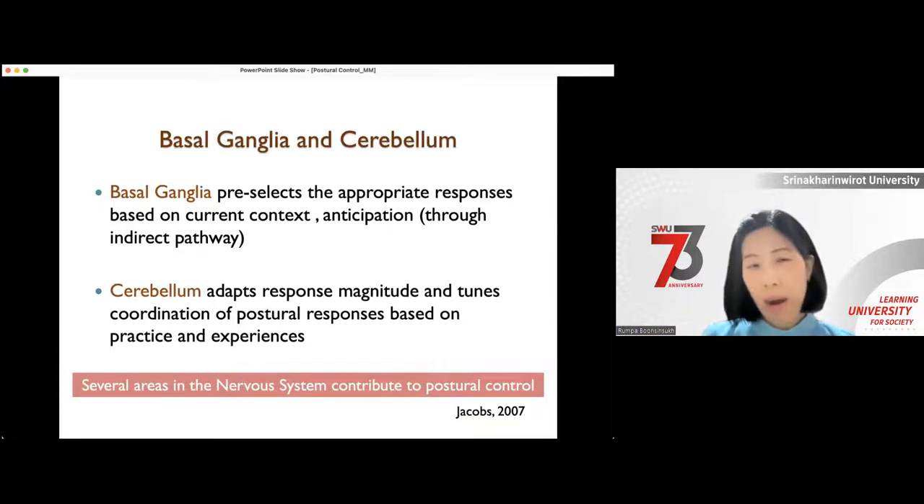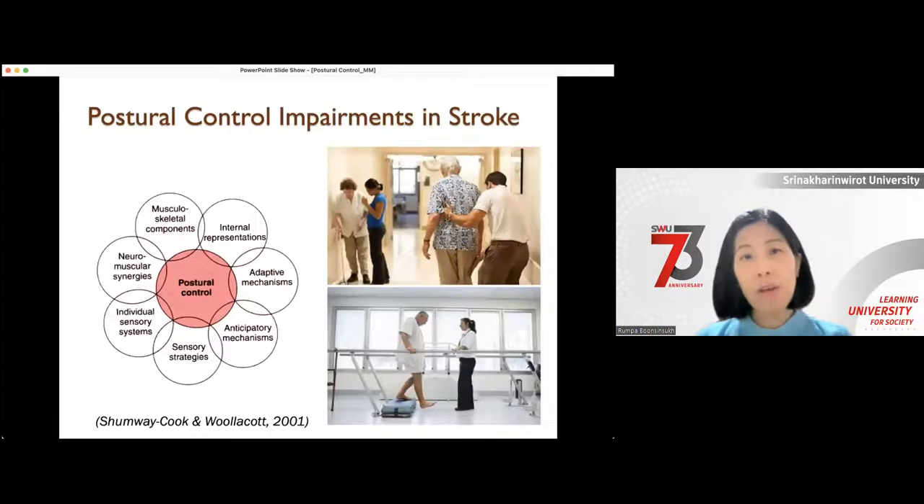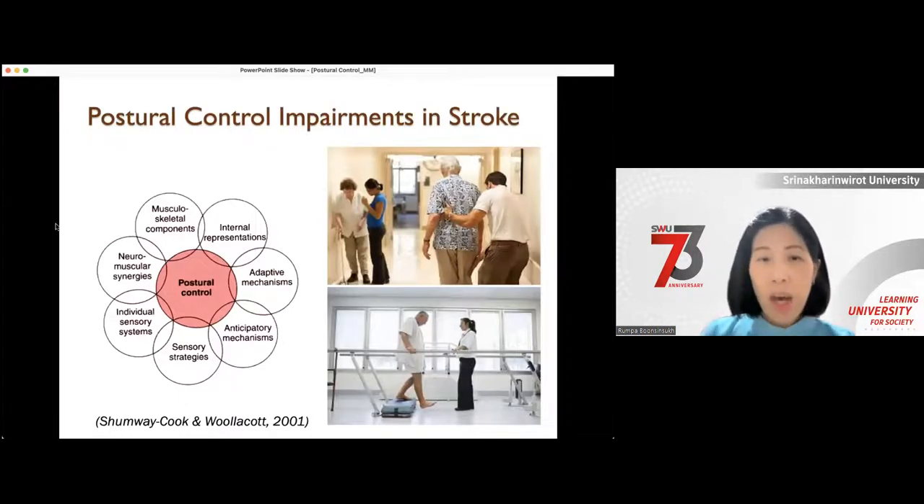Now, when an area of the cortex has some problem, let's say in the patient with stroke, what will happen? Okay, so I will show you next the postural control impairment in stroke, which will go through each system of postural control as described by Shumway-Cook and Woollacott. This system consists of musculoskeletal component, internal representation, adaptive mechanism, anticipatory mechanism, sensory strategy, sensory system, and also neuromuscular synergies. Okay, so we will look at each system here and see how the stroke affects postural control.